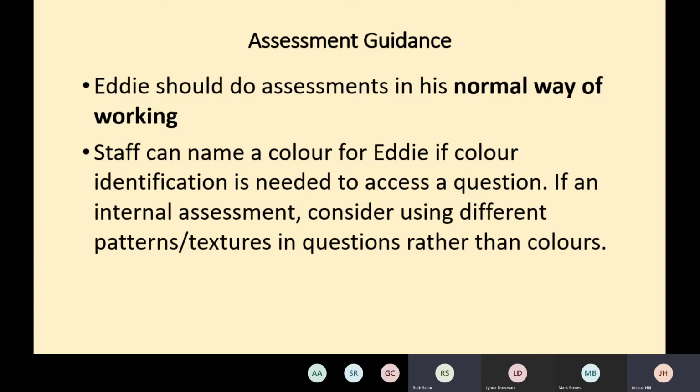As we've already mentioned, achromatopsia comes with colour deficiencies. So staff are allowed to name a colour for Eddie if colour identification is needed to access a question. If it's an internal assessment, consider using different patterns, like we mentioned earlier, things like cross-hatching, dots and so on, all different textures. That could be things like corrugated card, all those kind of things. Can be used in questions for things like map work and so on, rather than using colours.